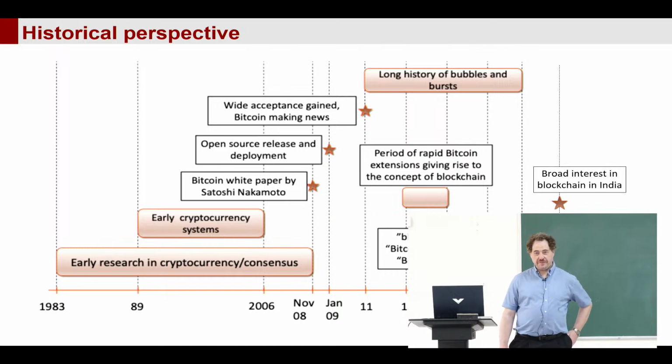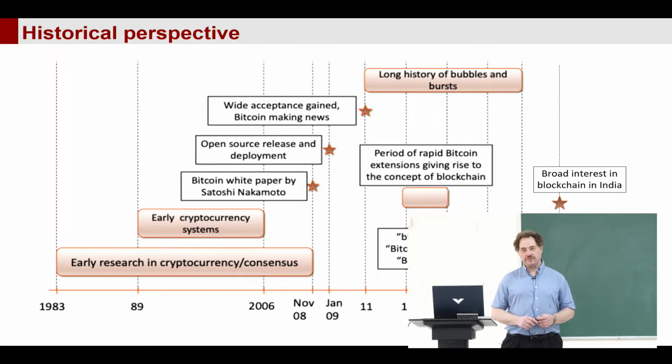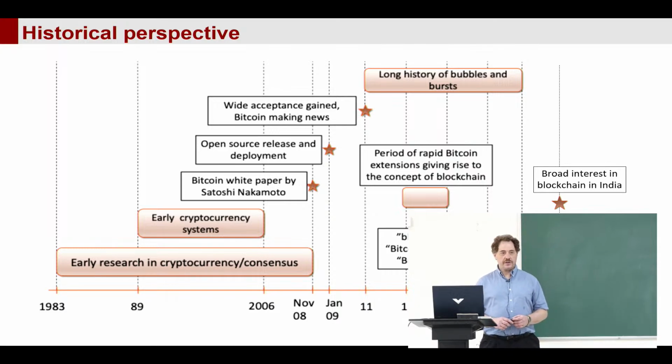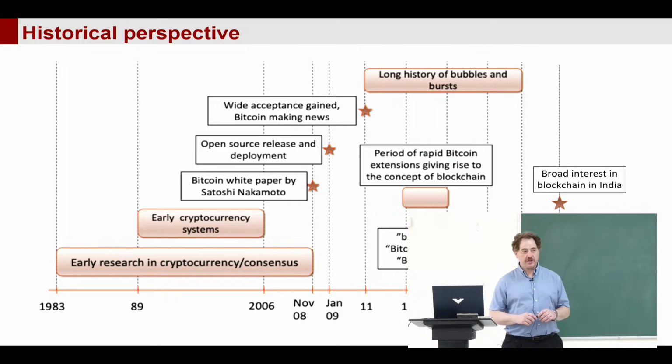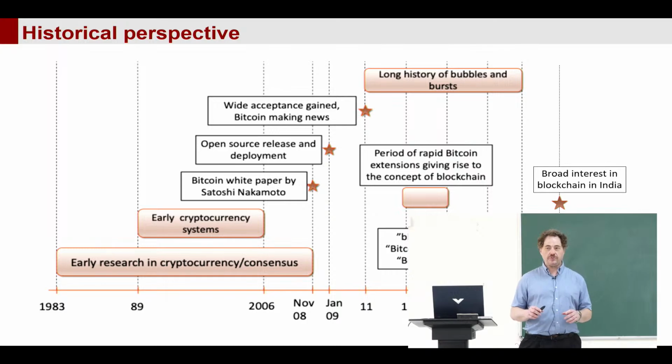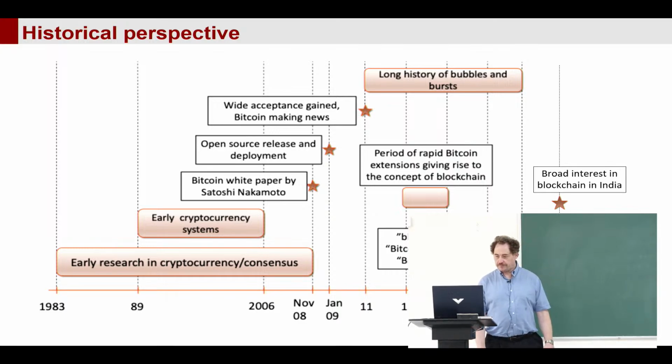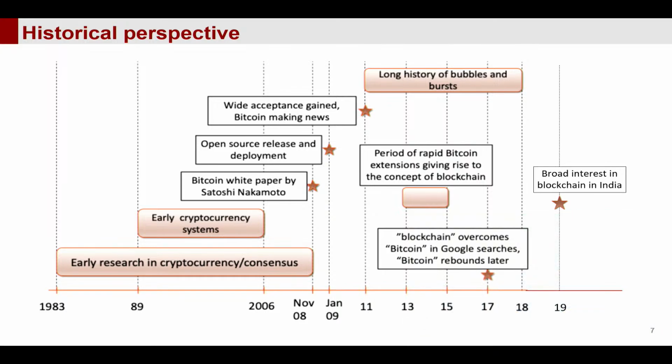Because many people think that it all started in 2008, 2009, when Bitcoin came to existence. That couldn't be further away from the truth. The early research, so again, blockchain is a combination of several technologies, and all those technologies have been researched for maybe 40 years. So we can take a look at early research in cryptocurrency and consensus. It started from around 1983, before you had web browsers and before the internet became accessible to the masses.